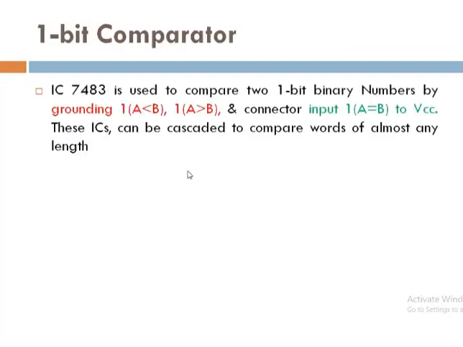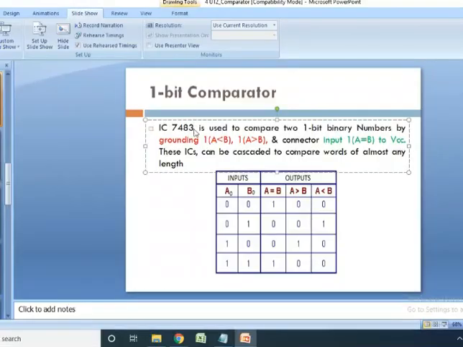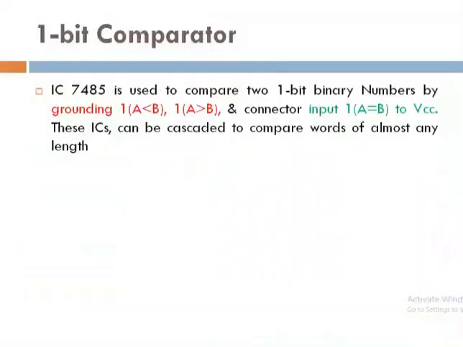So now we'll implement the 1 bit comparator. Sorry, this is not 1. The 1 bit comparator is nothing but this IC 7485 used to compare two 1 bit binary numbers. See, actually this is not a 1, this is considered as an I. This symbol indicates the I. I indicates cascading inputs.